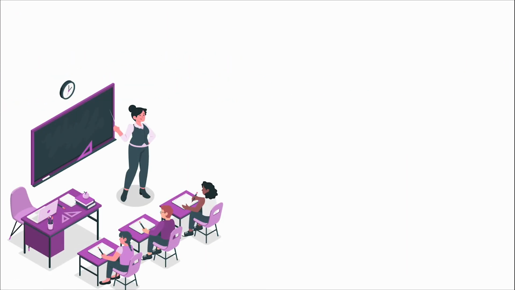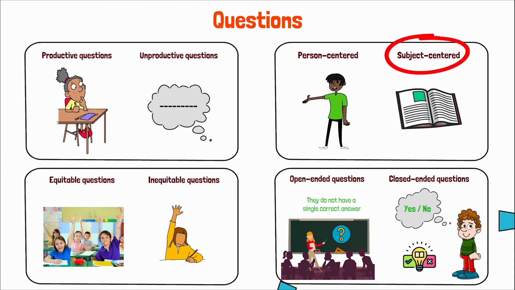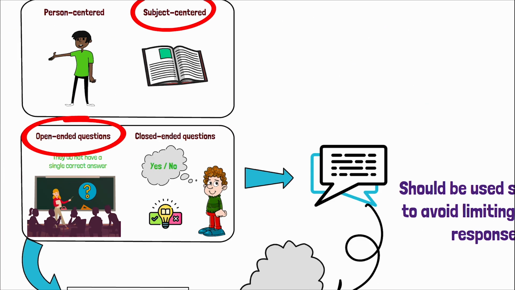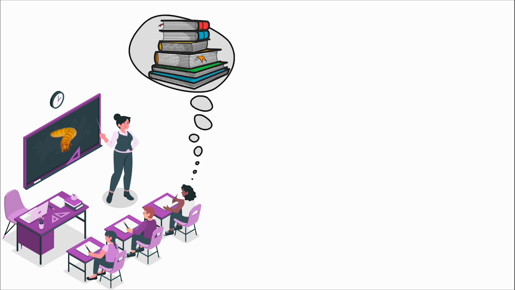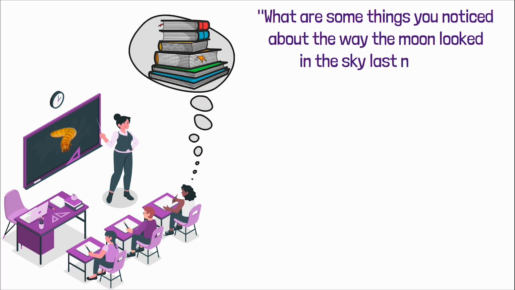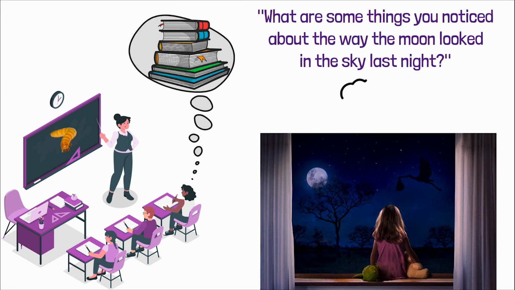When designing an investigation, such as finding out what kinds of food mealworms eat, subject-centered and open-ended questions are most appropriate. These questions direct students' focus on the scientific topic and encourage them to explore and investigate the problem deeply. For example, asking, "What are some things you noticed about the way the moon looked in the sky last night?" is an open-ended question that prompts students to observe and describe their experiences, fostering critical thinking and observational skills.